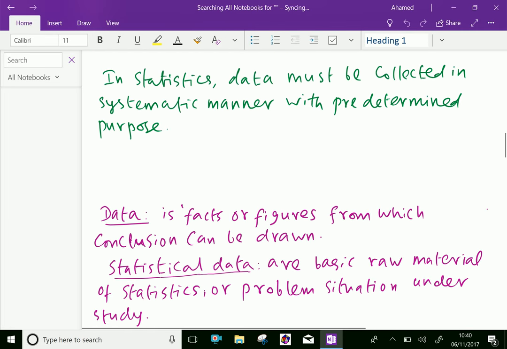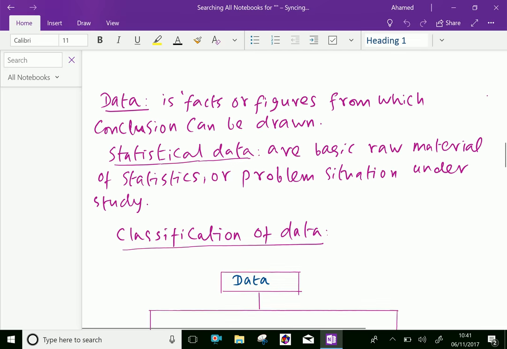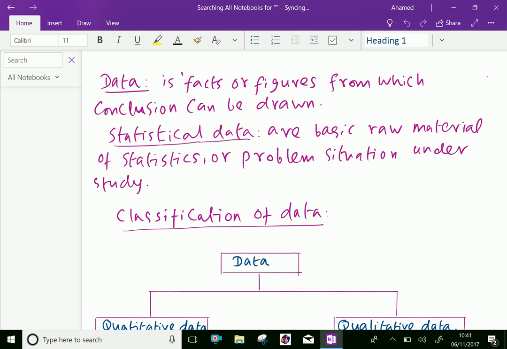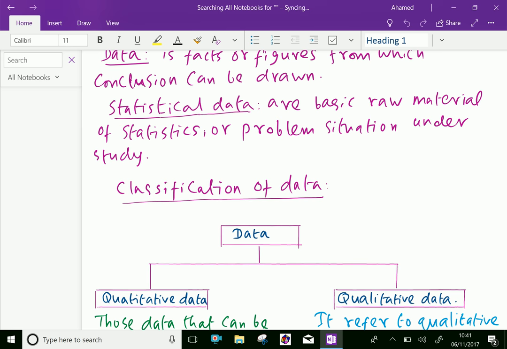In statistics, data must be collected in a systematic manner with a predetermined purpose. Suppose we are collecting data from a crowd, whoever likes the food items, particularly we are showing three or four items which they prefer more than others, so we have to collect the data and compare with some predetermined purpose. Data is facts or figures from which conclusions can be drawn. Statistical data are the basic raw material of statistics or of the problem situation under study.